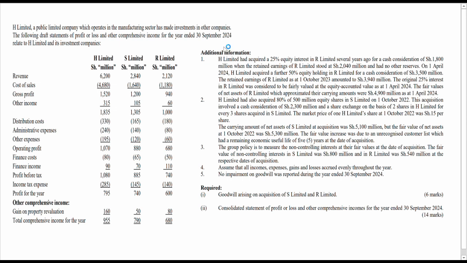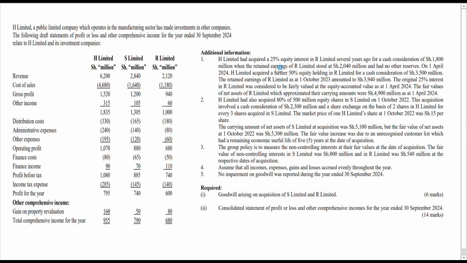H Limited, a public limited company which operates in the manufacturing sector, has made investments in other companies. The draft statements of profit and loss and other comprehensive income for the year ended 30 September 2024 relate to H Limited and its investment companies. So we have the H, S and R Limited P&L. Then we have the additional information.